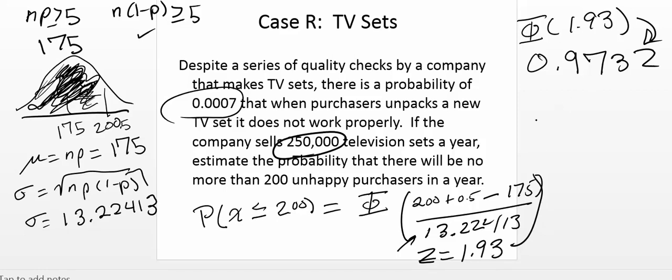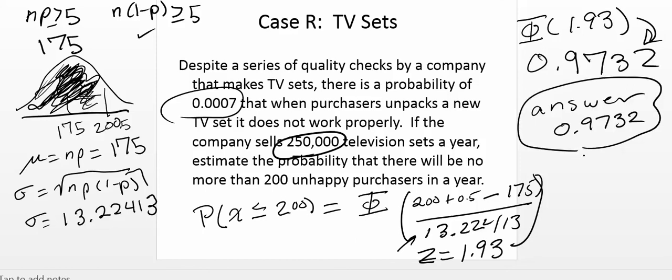So, in fact, our answer for case R is equal to 0.9732. And since this is just an approximation, I would probably just say 97.3%. And that's probably a better way to say this.